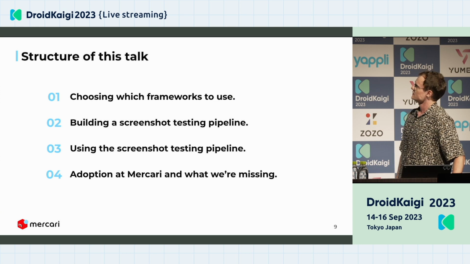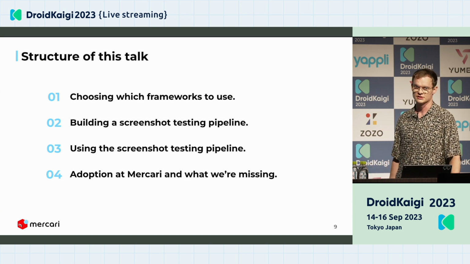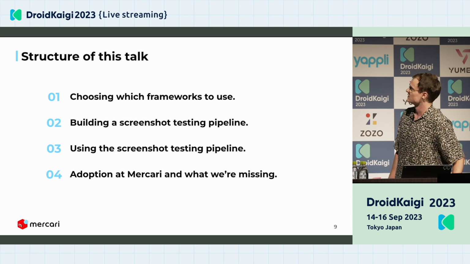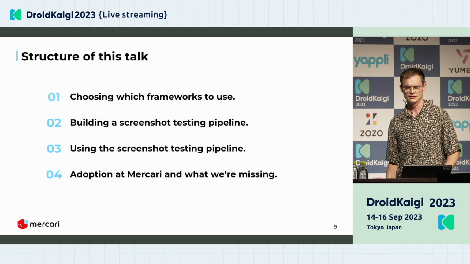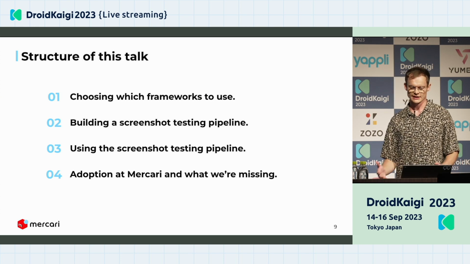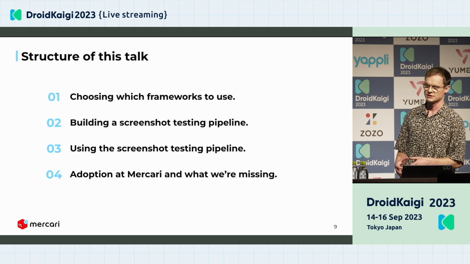So in this talk, I want to chronologically go through how we adopted screenshot testing at DroidKaigi. First of all, we need to have some general idea of how to achieve this. What exactly are we aiming for? What scale do we expect? What framework would be a good fit for these goals and constraints?